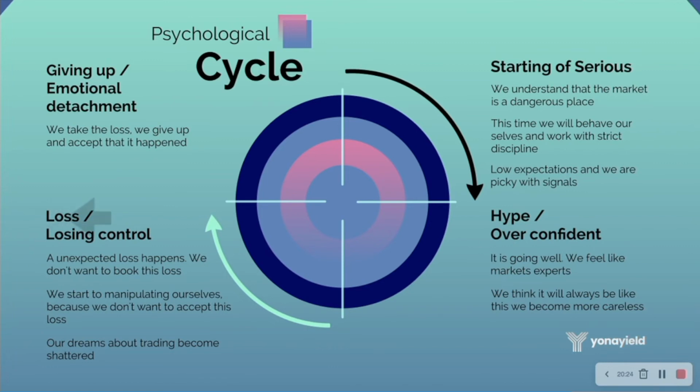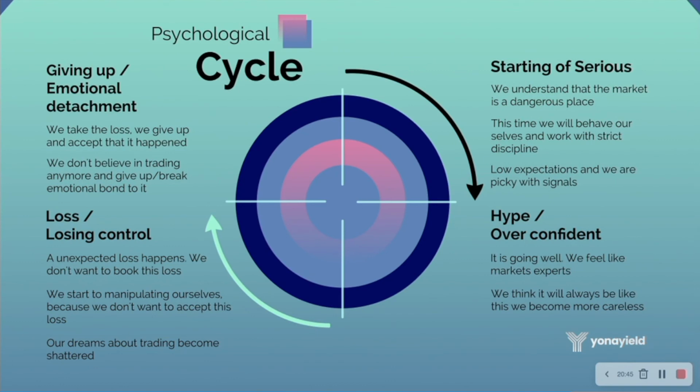I try not to stay in this area for too long because this area is going to destroy your life. So let's take a look here. We don't believe in trading anymore and give up. And because we give up and don't believe in it anymore and see that it's crap, we can finally break the emotional bond. And with that, we can become reasonable again. And with that, we can make sound decisions again, right?